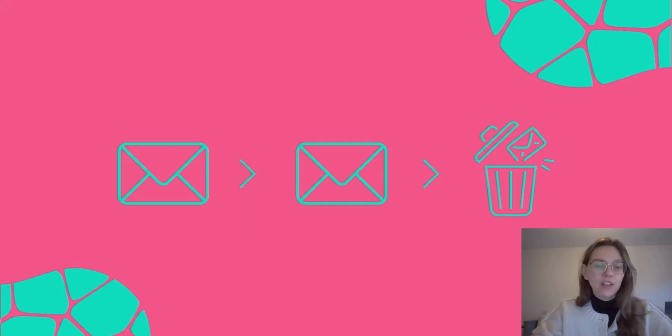So the idea is that we're going to create two emails, giving them two chances to open our mails. If after that they haven't interacted at all, then they'll automatically be removed from our email lists.